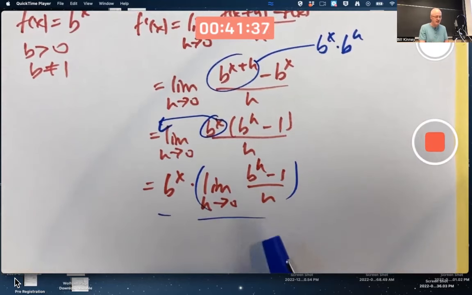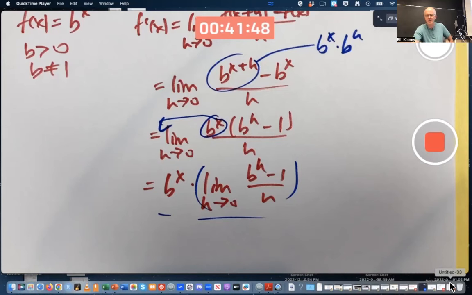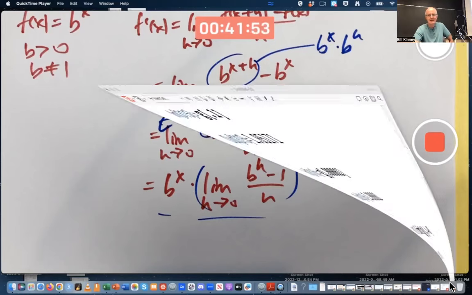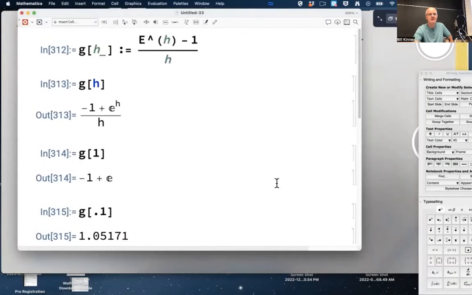We just did the case where b was e, and we saw that that limit was 1. Is that the limit in general? On a calculator, we wouldn't know what to do here because we don't know what b is. Can Mathematica handle it for an arbitrary b? Let me go back up here and change the capital E to a lowercase b. What's lowercase b to Mathematica? Just an arbitrary number, that's all.